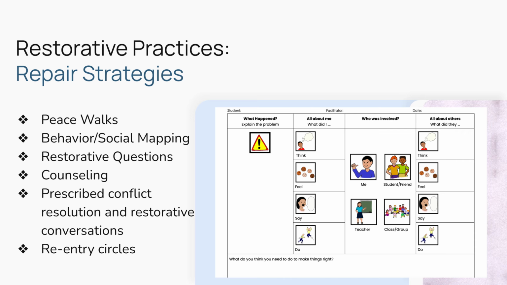Was another student or peer involved? Was a teacher or adult involved? And was a whole class or group involved, whether directly or indirectly? And then from there, we asked them to do that reflection piece. So all about the others. What did they say? We'll say it was peer to peer. What did that friend say? How do you think that friend was feeling? Sorry, what do you think that friend was thinking? What did that friend actually say? What did that friend actually do?